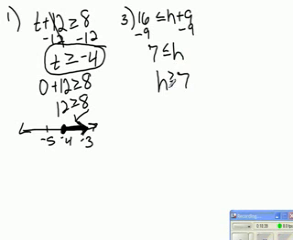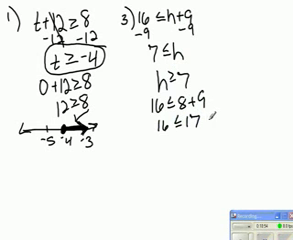So plug in something bigger than 7. How about 8? Could be equal to 7 too. You could use 7. 16 is less than or equal to 8 plus 9. You should know 8 plus 9 is 17. 16 less than or equal to 17? Yeah, that's true. So my answer was correct.